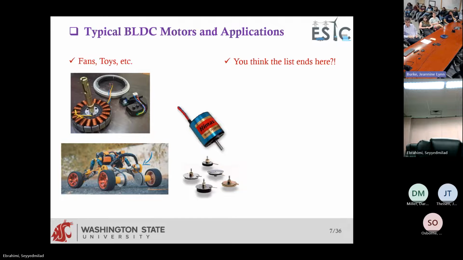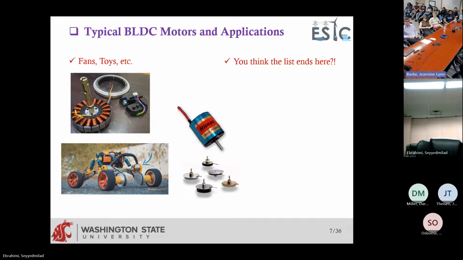For example, this is the picture of a ceiling fan that uses BLDC motors. They're even used in toys. So here is a BLDC motor that drives the machine. But the list does not really end here. If you just want to see what the applications of BLDC motors are, just Google it. There are tons of applications where BLDC motors are used.